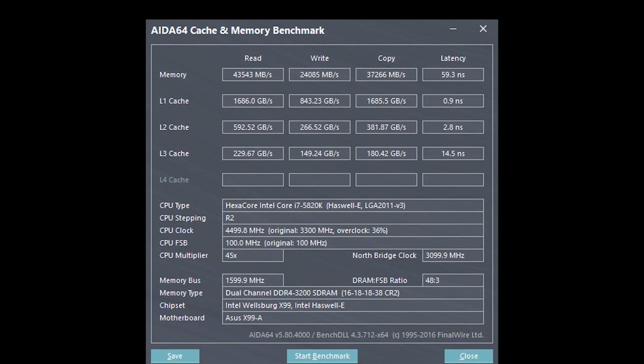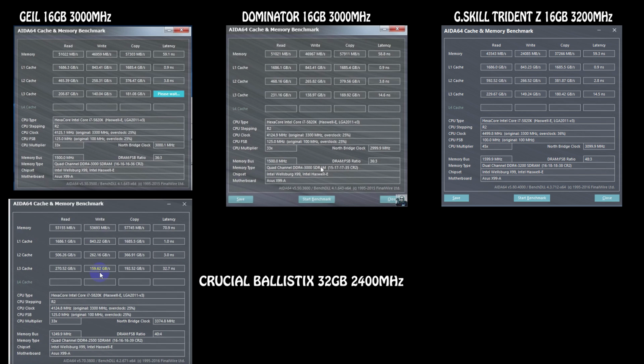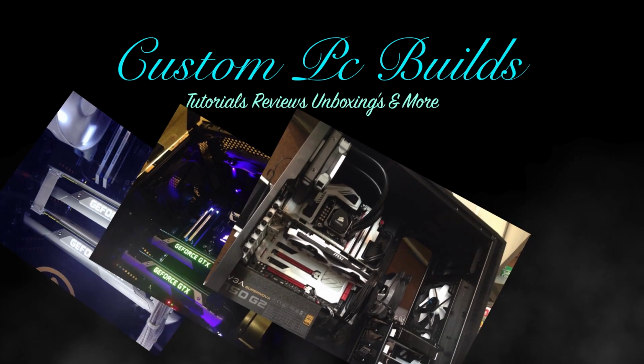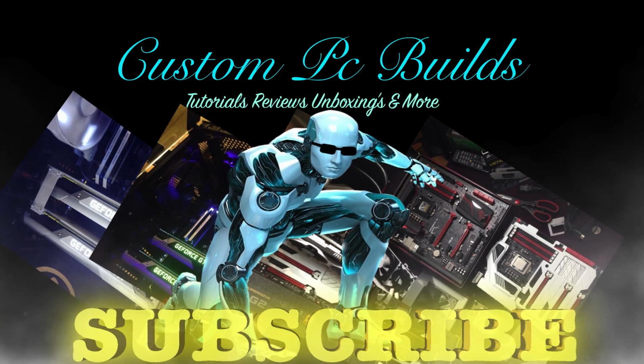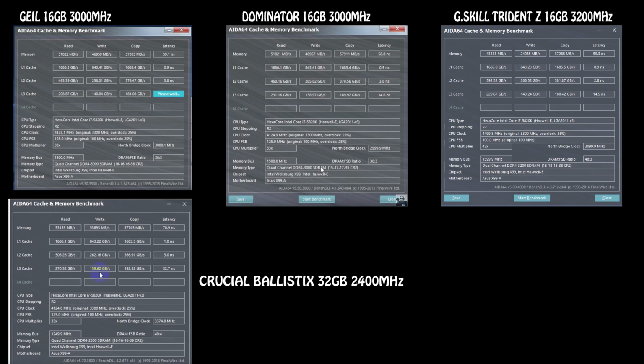So when I ran the benchmark for my G-Skill Trident C 16GB at 3200MHz, I did a comparison versus the other benchmarks that I have done, and oh boy, was I disappointed. I am a little bit sick right now, but I'm trying to make this commentary, this video.